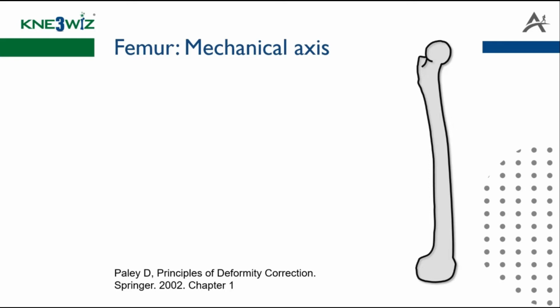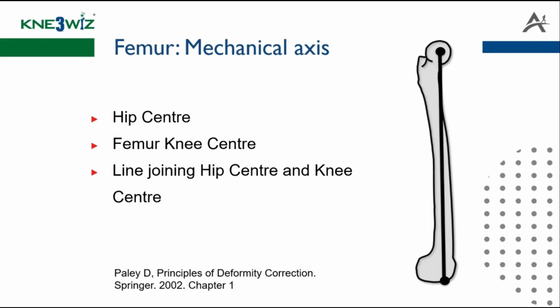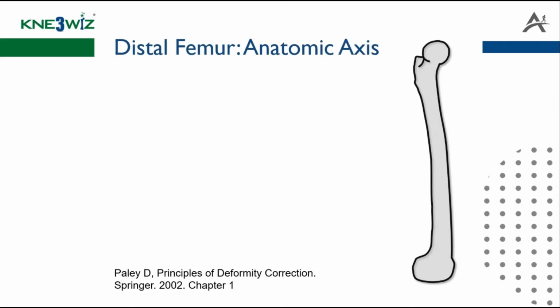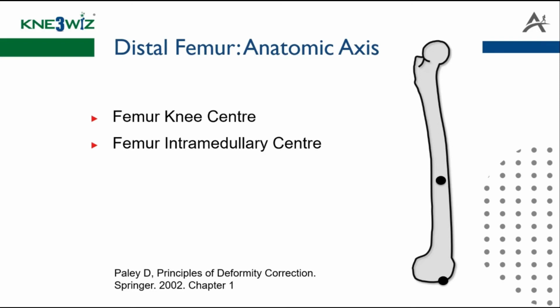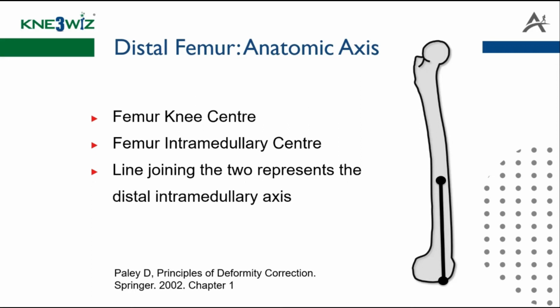Femur mechanical axis is defined first by the hip center, which is the center of the femoral head. Then the femur knee center, and the line joining the two is the femur mechanical axis. For distal femur anatomic axis, we take the femur knee center and the femur intramedullary center, and the line joining the two represents the distal intramedullary axis.